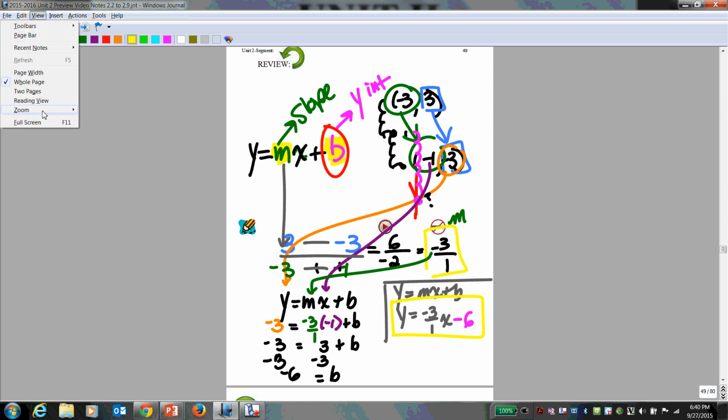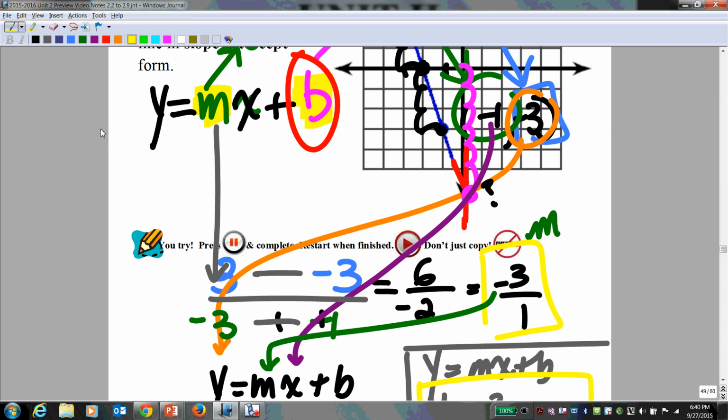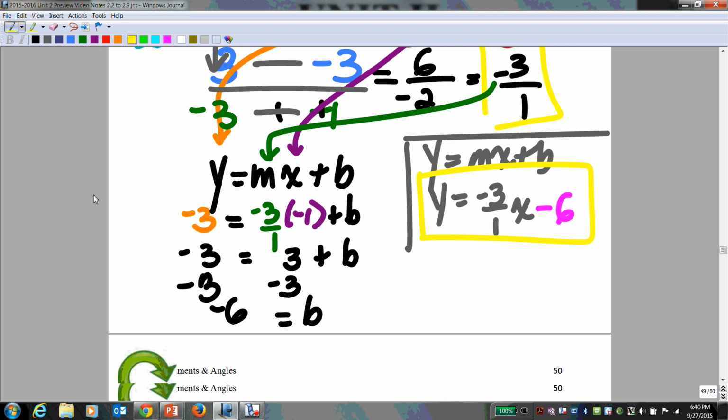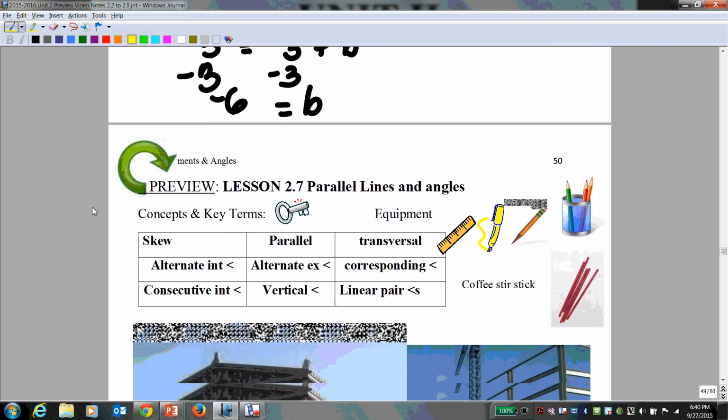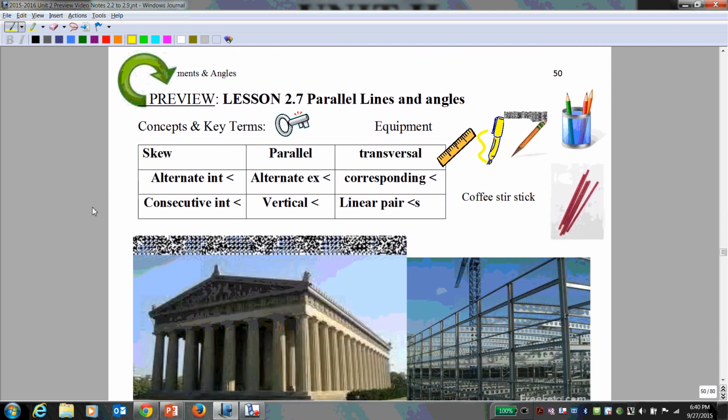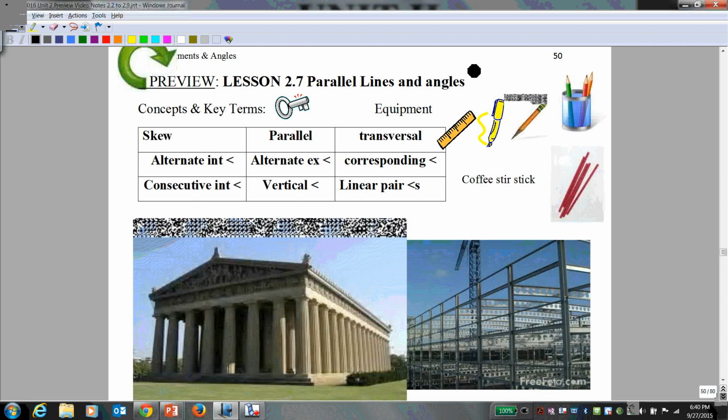Welcome back. Let's take a peek here. Now what we're doing next: parallel lines and angles. I need you to star this. This is one lesson I call a longevity lesson. In other words, this particular concept you're going to see frequently in future math classes.